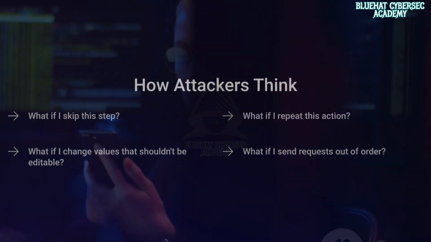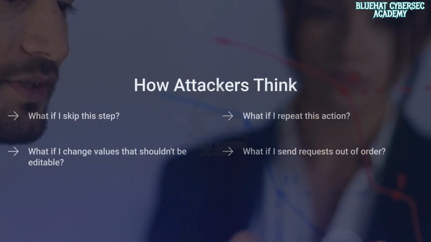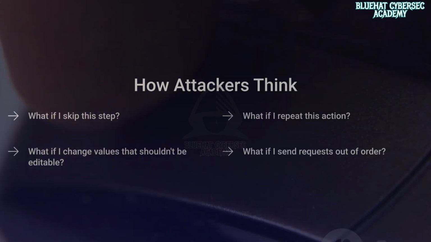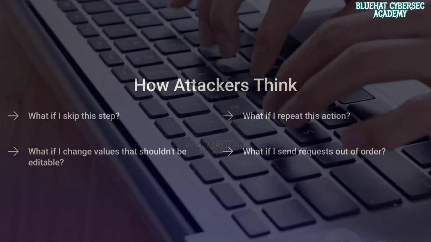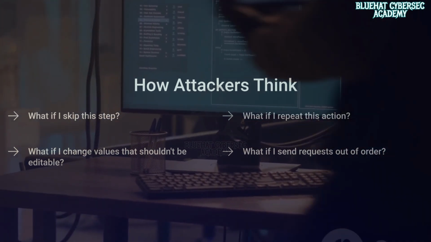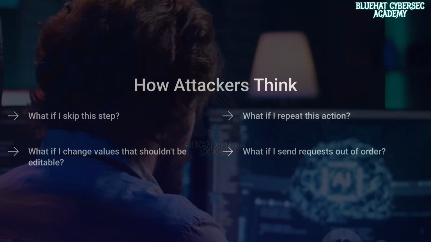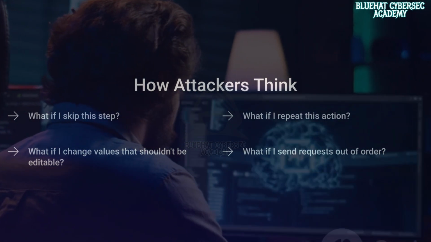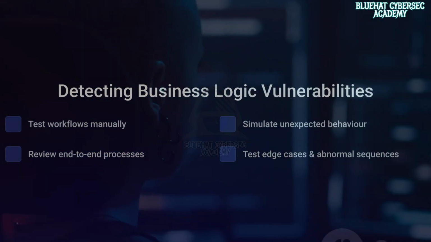Attackers don't start by looking for bugs. They start by thinking in patterns. They ask questions like, what happens if I skip this step? What if I repeat this action multiple times? What if I change values that shouldn't be editable? What if I send requests in a different order? They don't break code. They bend logic boundaries.